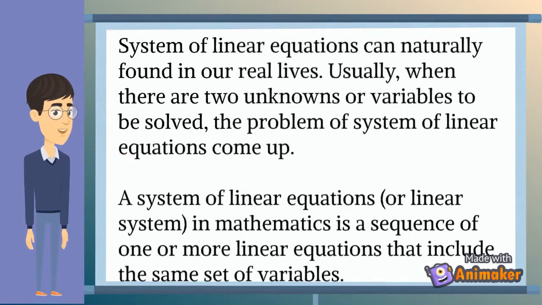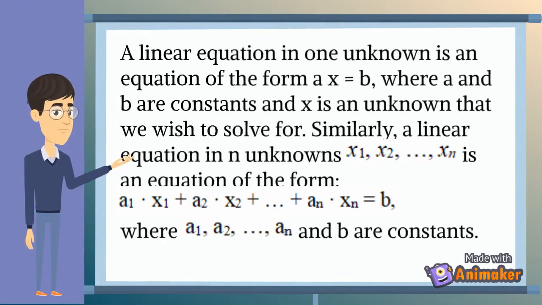System of linear equations can naturally be found in our real lives. Usually, when there are two unknowns or variables to be solved, the problem of system of linear equations comes up. A system of linear equations, or linear system, in mathematics is a sequence of one or more linear equations that include the same set of variables. A linear equation in one unknown is an equation of the form ax equals b, where a and b are constants and x is an unknown that we wish to solve for. Similarly, a linear equation in n unknowns is an equation of the form a1x1 + a2x2 + ... + anxn = b, where a1, a2, and so on and b are constants.